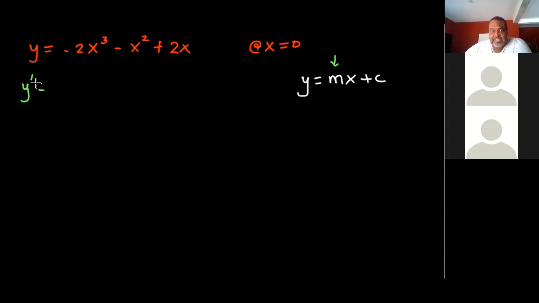Y prime here is going to be minus 6x squared minus 2x plus 2. Now, how did I get that? When I differentiate, I start with the first term that I have. This is my first term. I go to the power. The power is 3. I take it and multiply it by whatever the coefficient is. That's how I got minus 6.